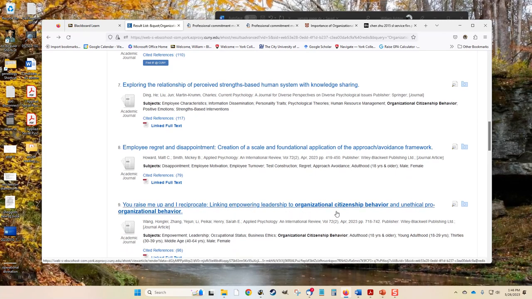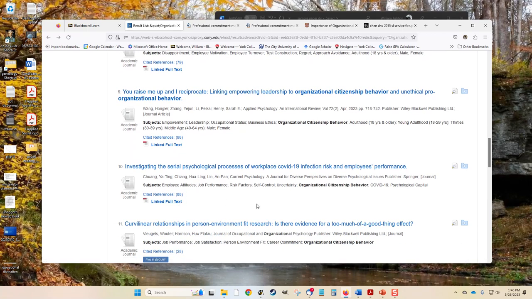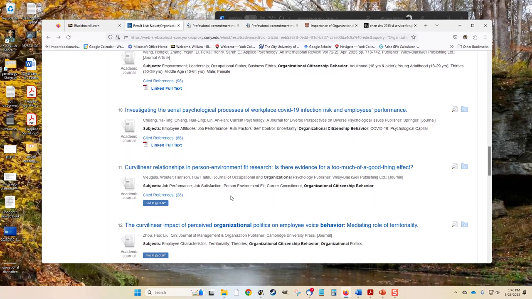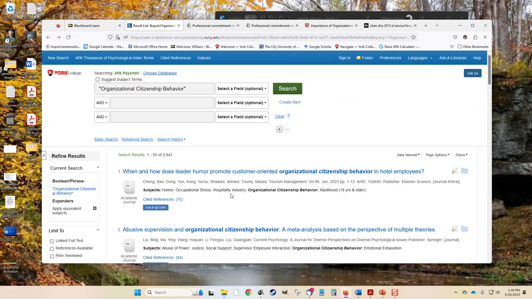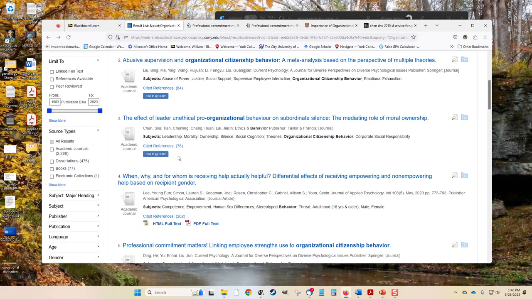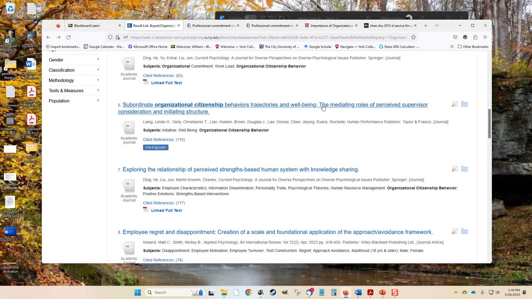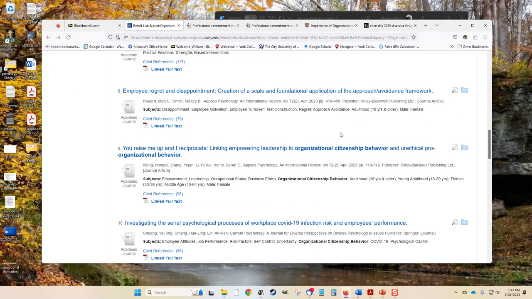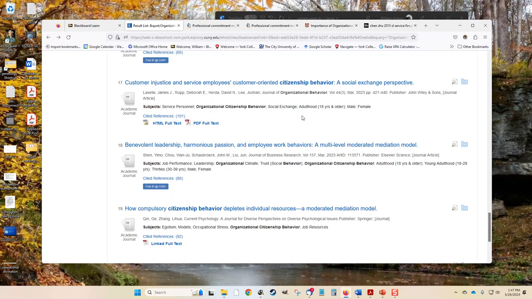Linking empowering leadership to organizational citizenship behavior. And this is in Applied Psychology: An International Review. Let's skip that one. And let's see if I, nope, it's still this one. So I have 2,800 hits, so I'm certainly going to find something. And human performance, wouldn't do that if I were you, because psychology is not in the title.